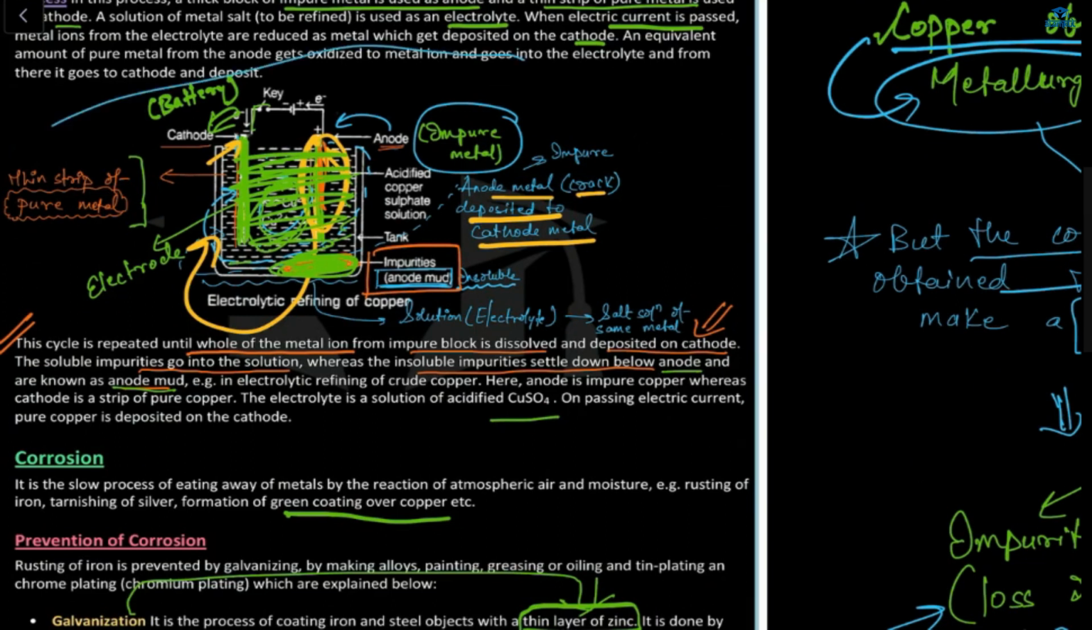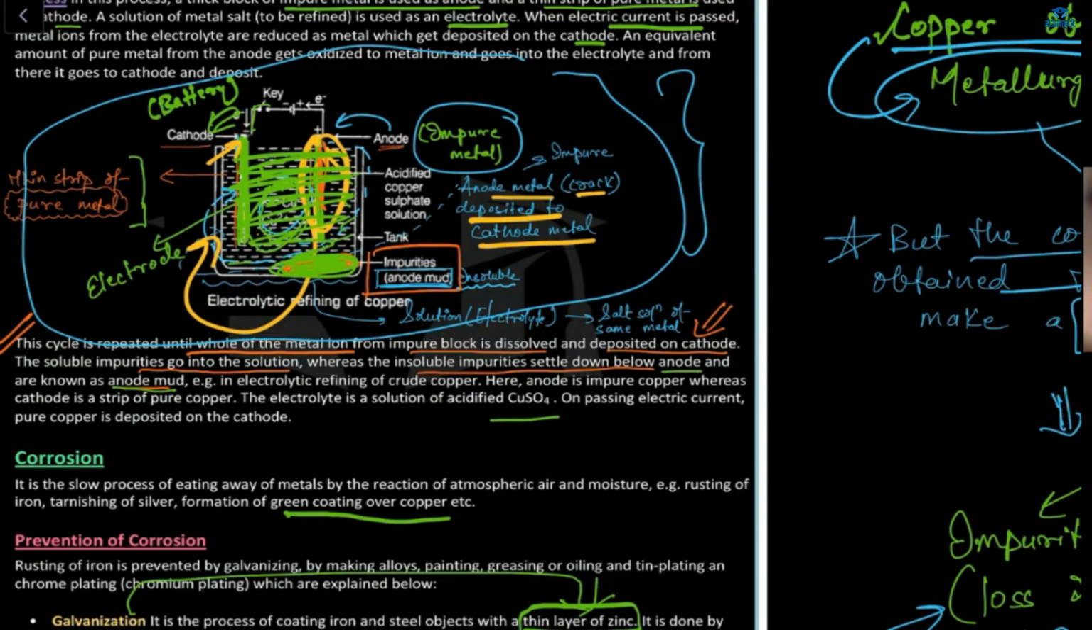Can you explain this process? In this process, what happens? A thin refined metal is kept at the cathode, and the impure metal is kept at the anode. So what happens is, the impurities go to the cathode side, and the anode one becomes pure.